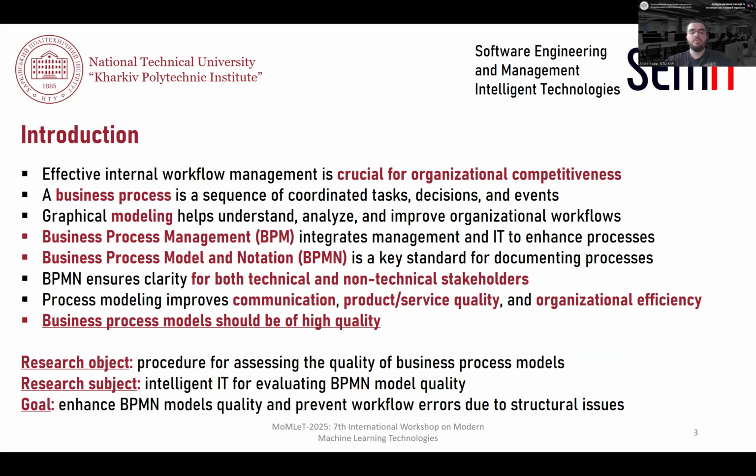Therefore, the research object of this study includes the procedure for assessing the quality of business process models. The research subject includes intelligent IT for evaluating BPMN models quality. And the goal of this paper is to enhance BPMN models quality and prevent workflow errors due to structural issues.